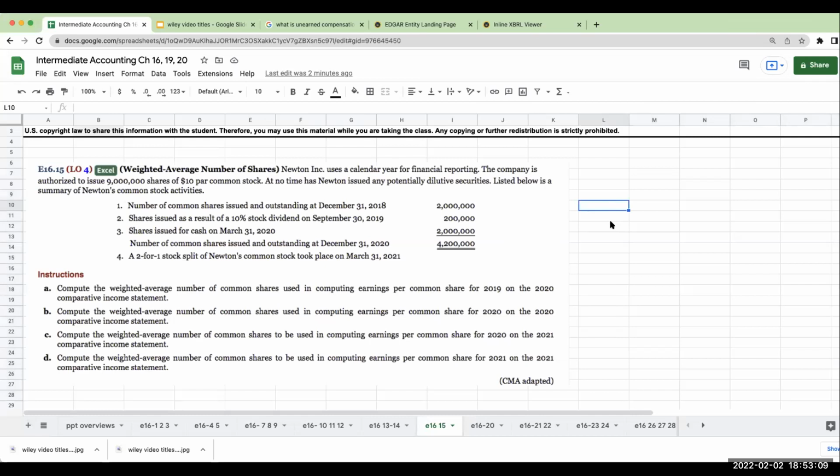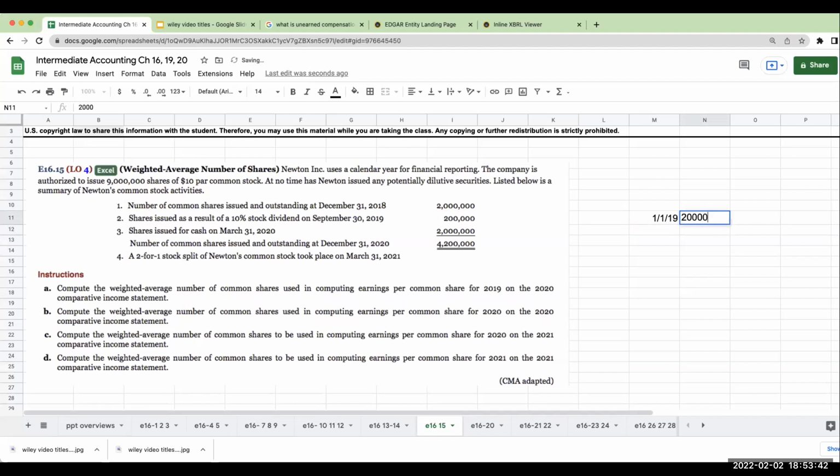is that we have warrants of stock. Generally, if we have stock dividends or stock splits, we're going to retroactively adjust them. So let's look at this first one. Compute the weighted average number of common shares used in computing earnings per share for 2019 on the 2020 comparative income statement. The number of common shares issued and outstanding on 1/1/19 is 2 million.